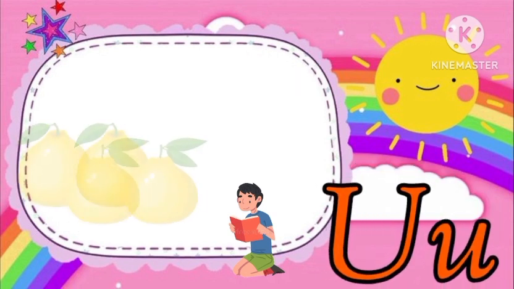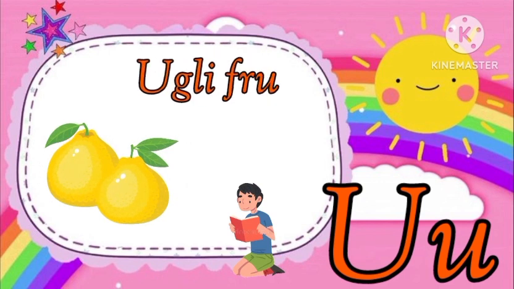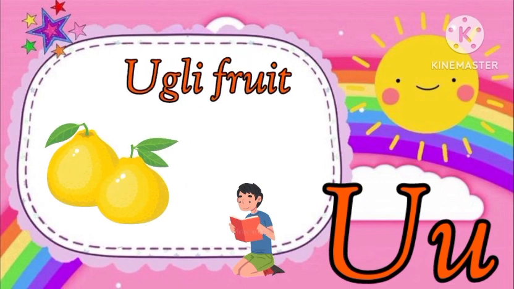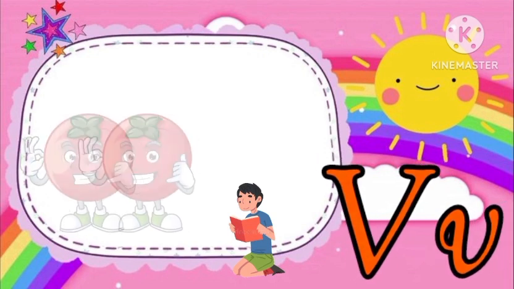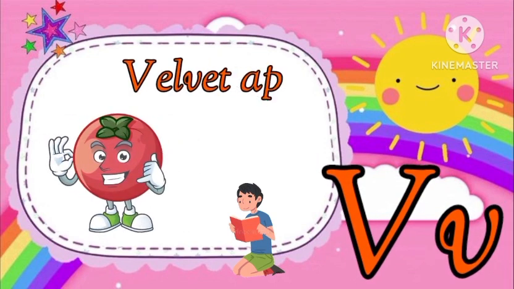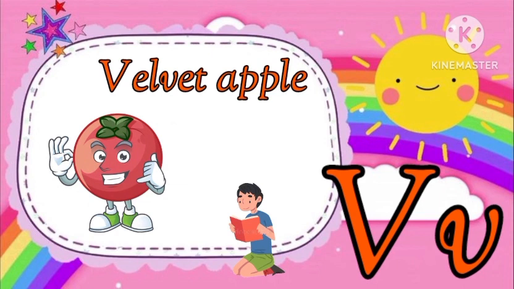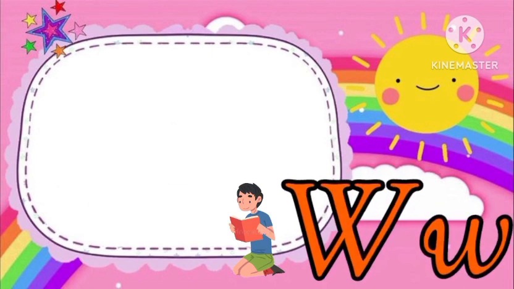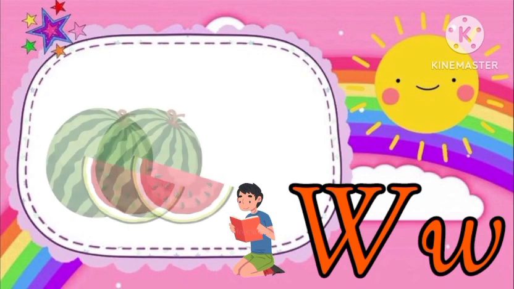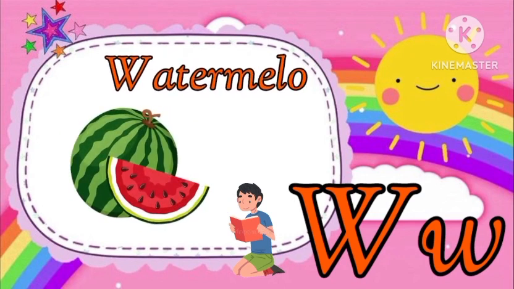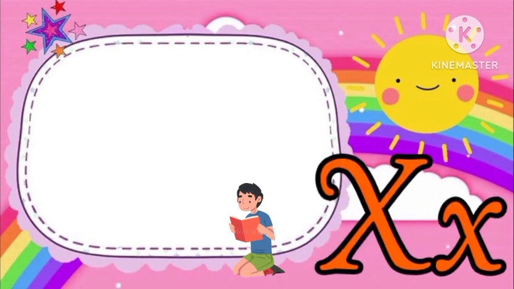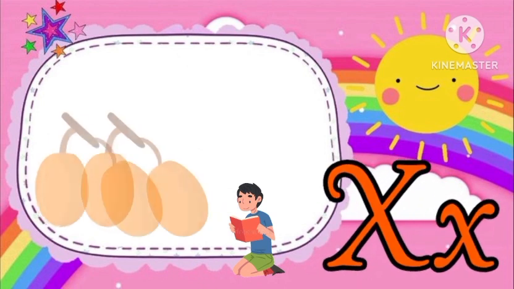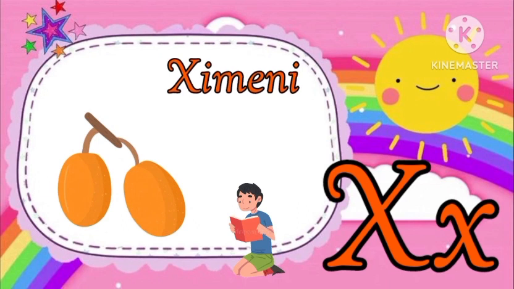U. U is for ugly fruit. V. V is for velvet apple. W. W is for watermelon. X. X is for zinnia.